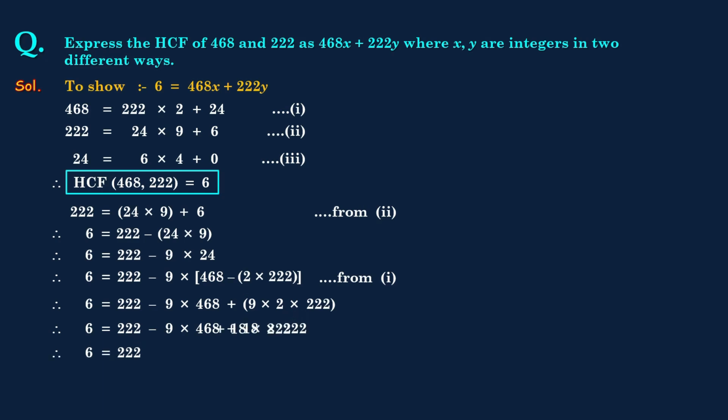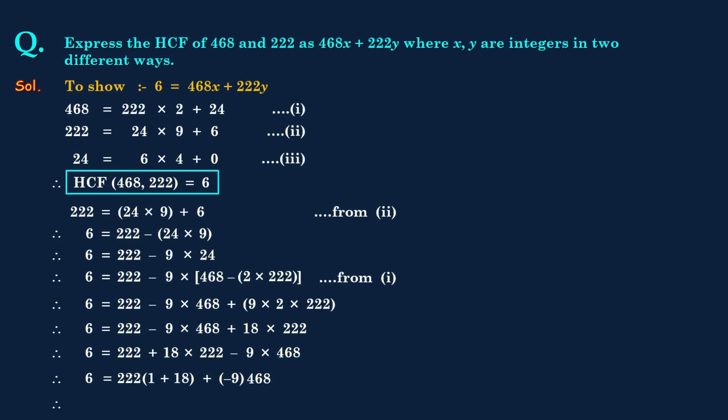So that is 6 equal to 222. Now just rearrange it. 222 plus 18 into 222, we'll just try to rearrange. Okay, then minus 9 into 468. Then here if we take a look, that 222 we can represent as 222 into 1, right? So we can take common 222, then 1 plus 18, minus 9 into 468.